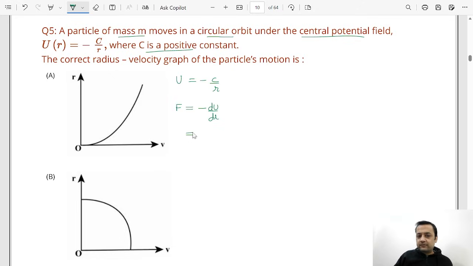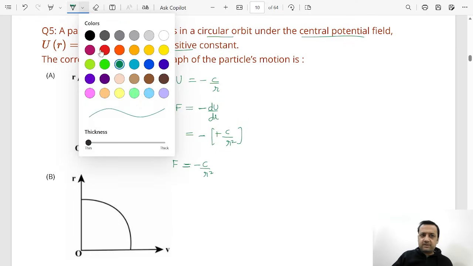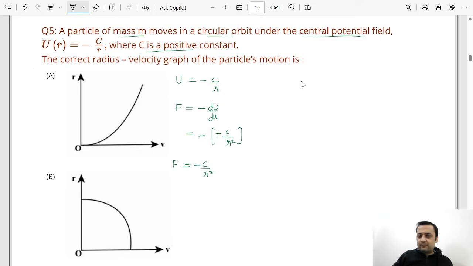So if I differentiate this, what will you get? The minus signs will be kept outside, and if you differentiate this, it will be −C, r to the power minus 1 will make it positive, upon r squared. So the force becomes −C/r², and this minus sign just indicates the attractive nature of the force. Suppose this is a lizard or some cockroach which is moving in a horizontal circle, so this is the attractive force.